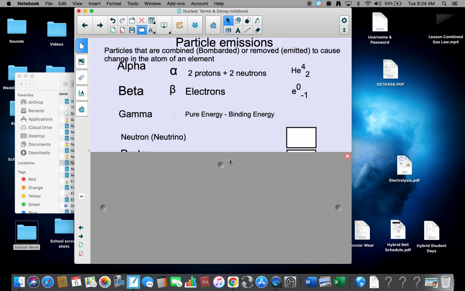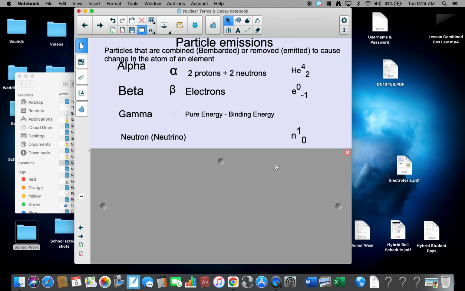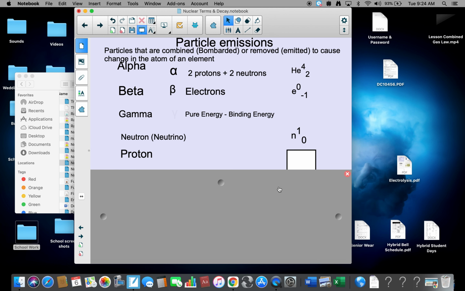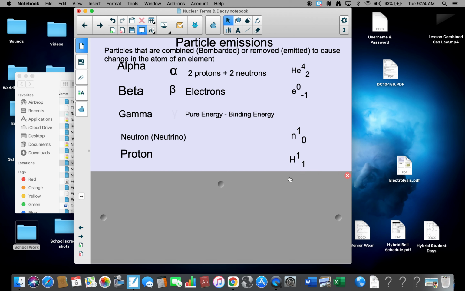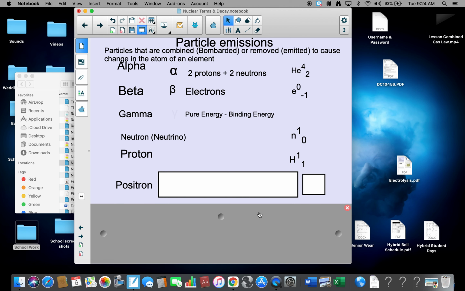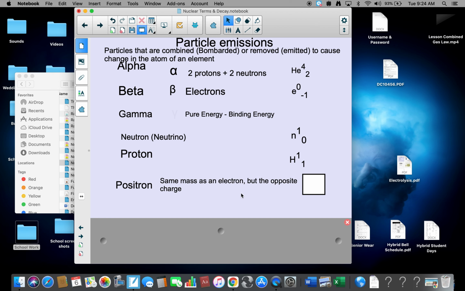All right, we also have some new ones that we recently found. We no longer worry about Greek letters. All right, neutron. Neutron, the way we express a neutron is n 1/0. A proton we express as a nuclei of a hydrogen atom, 1/1. And then we have a positron. A positron is defined as the same mass as an electron, but with opposite charge. So it looks like an electron, but instead of being negative, it's positive.